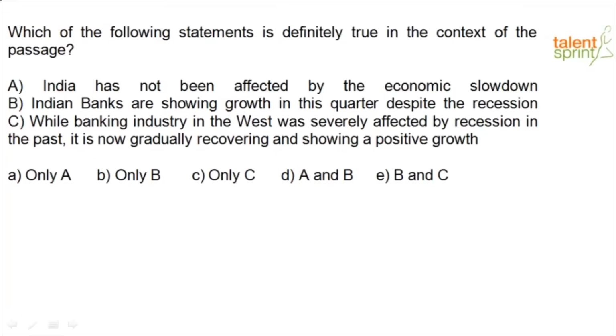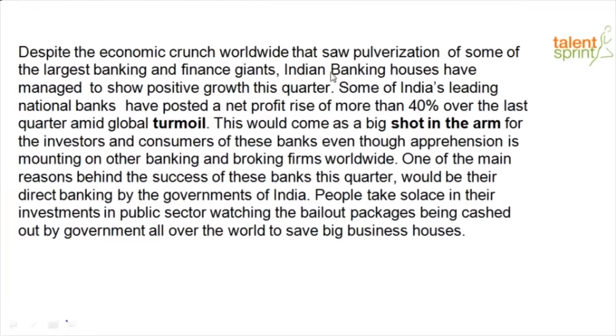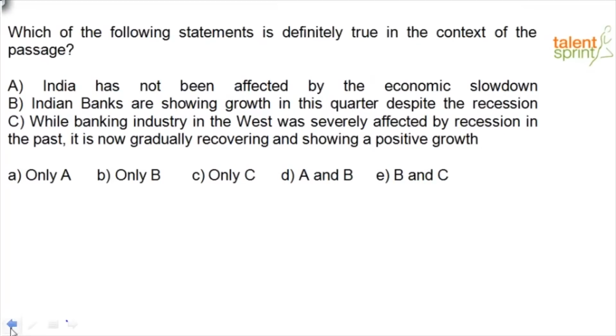Next one, which of the following statements is definitely true in the context of the passage? We can close our eyes and select. Which one will you select? We just saw that it's there in the topic sentence. The answer is in the topic sentence, the first sentence that we read. Just to show you again, despite the economic crunch worldwide that saw pulverization of some of the largest banking and finance giants, Indian banking houses have managed to show positive growth this quarter. So what do you think is the answer out of this? Yes, Karthikeyan again, right? Only B.